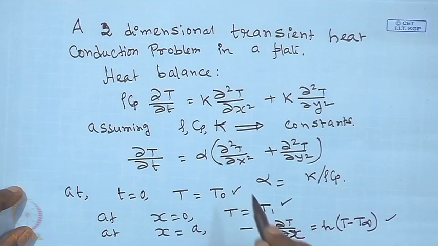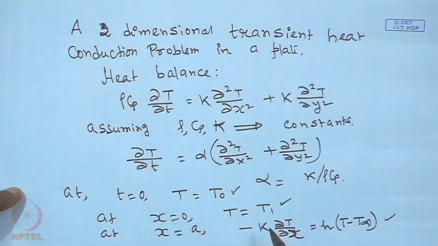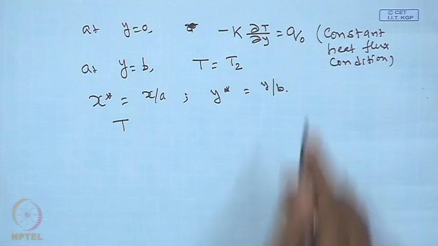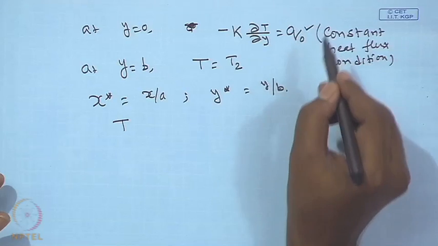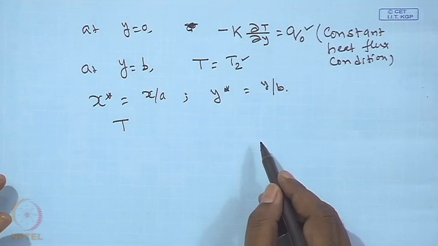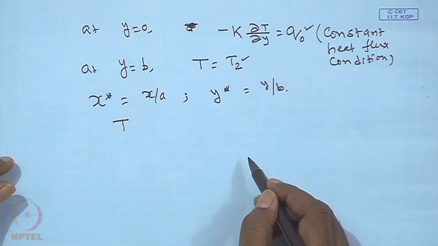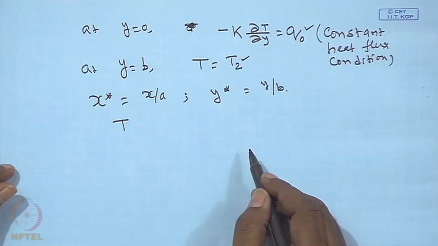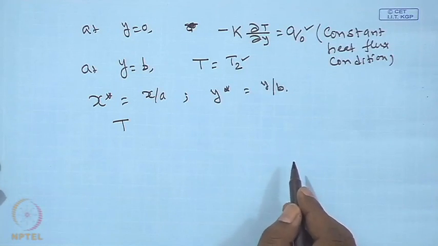In this problem, the initial condition is of course a non-homogeneous initial condition. The boundary condition at x is equal to 0 is non-homogeneous. The boundary condition at x is equal to a is non-homogeneous because of this term. So, we have 1, 2, 3 non-homogeneities here, and both the boundaries on y, that is minus k del T del y is equal to q naught and T is equal to T 2, both of these terms contribute as non-homogeneous terms in the governing equation. So, there are 5 sources of non-homogeneity in this particular problem. If we define a temperature such that we can reduce at least one non-homogeneity, we can reduce them now from 5 to 4.